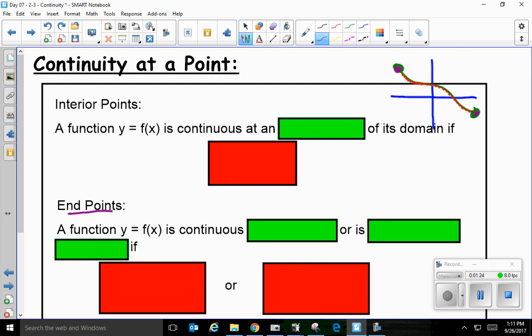Is that what it requires, you guys? Come on, geometry people.